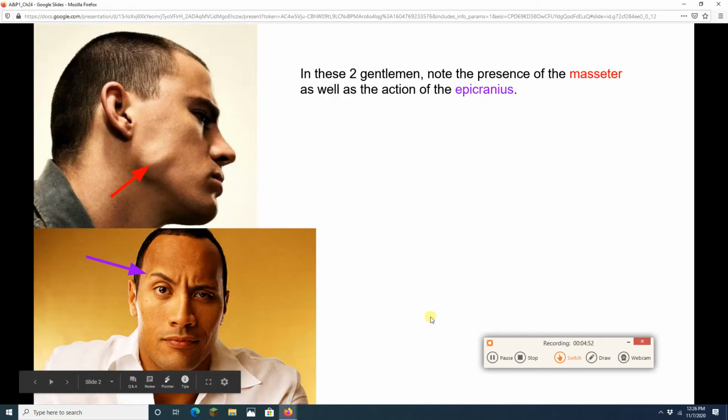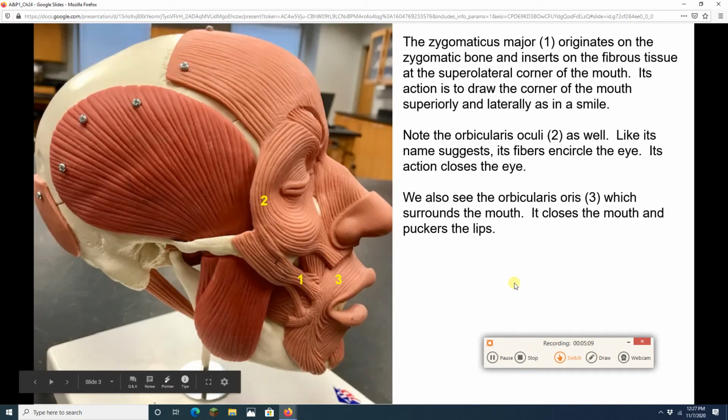Let's keep going. So, check it out. Got two dudes here. We can see a masseter bulging right there. Very nice. We can see some epicranial action raising this eyebrow on this gentleman down here. All right. Back to my beautiful head model.